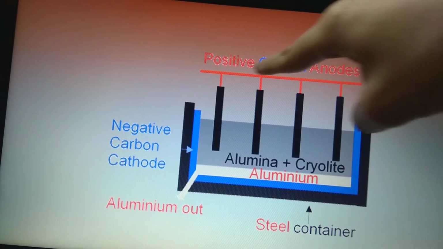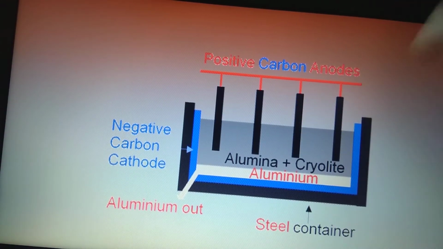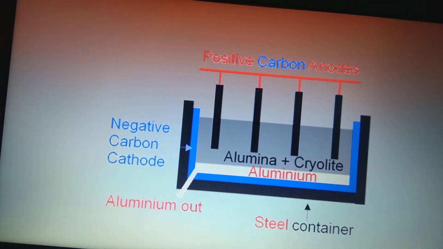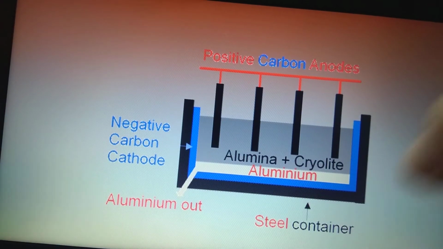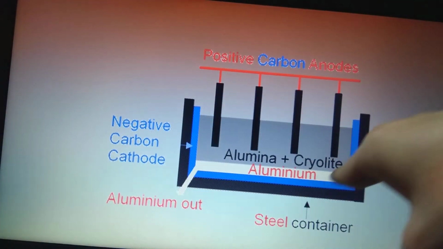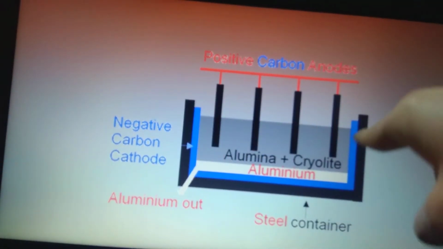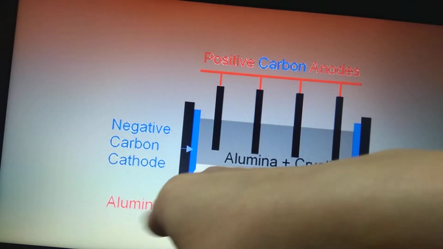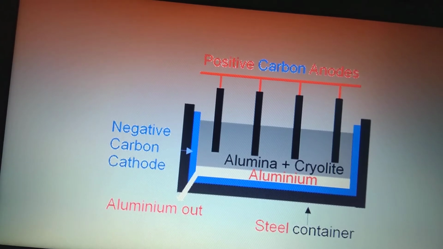The positive carbon anodes, you can see that they are blocks of graphite hanging in the middle of the container. The container is a steel container. The negative carbon cathode is a layer of graphite in the container, on the steel container. Here is the way for aluminum to be collected.